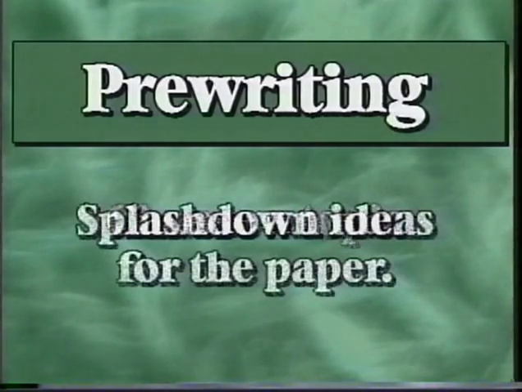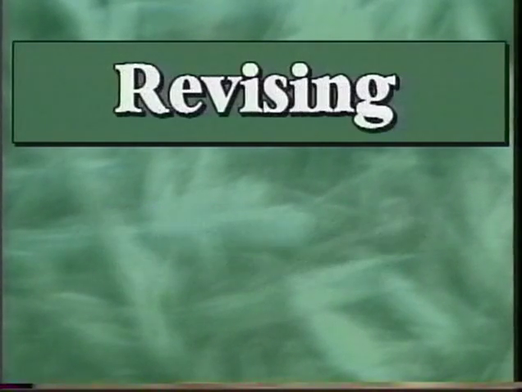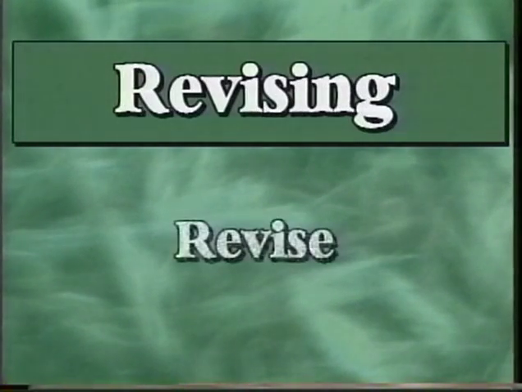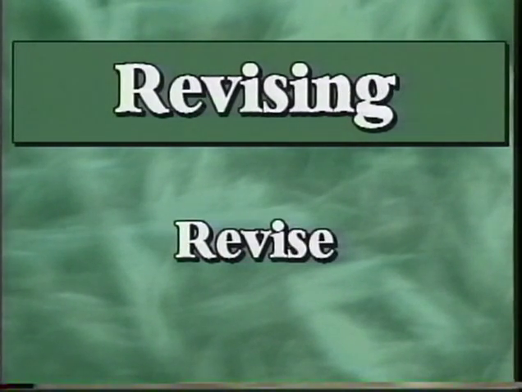Splash down ideas for the paper. Discuss the major facts that should be included and write them on the splashdown. Organize the ideas generated during the brainstorming activity. The next steps can occur over and over and should occur until the student is pleased with the writing. It is time to revise. Revise, read, revise, read, revise, read, and revise until completely satisfied with the work.